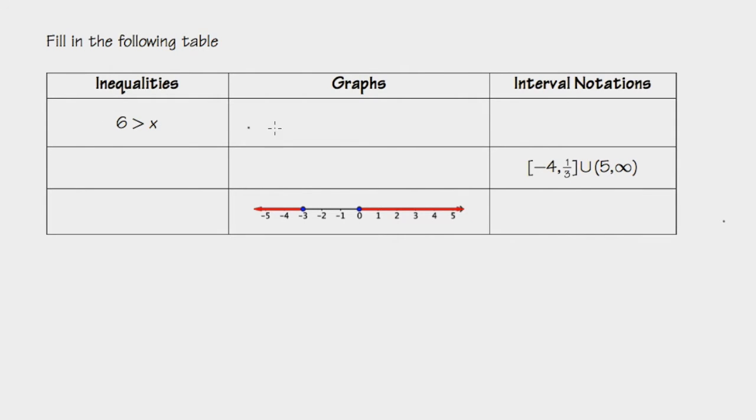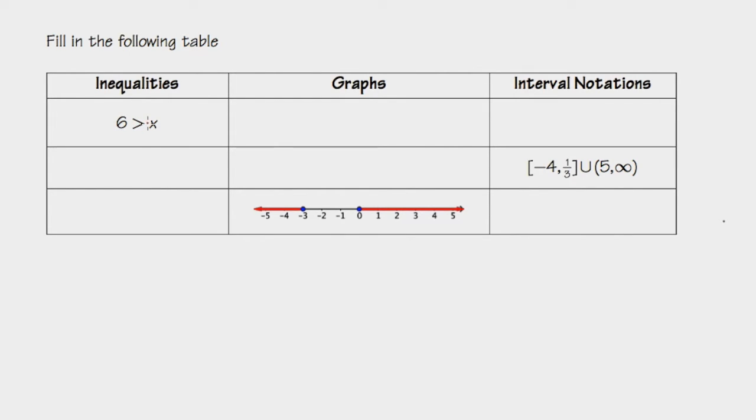Okay, we are going to fill in the following table with either inequalities, graphs, or interval notations. So for the first one, we are given that 6 is greater than x. But whenever we're dealing with graphs or interval notations, it will be easier if we put the x on the left hand side. But this was the question though, so we have to change it carefully.